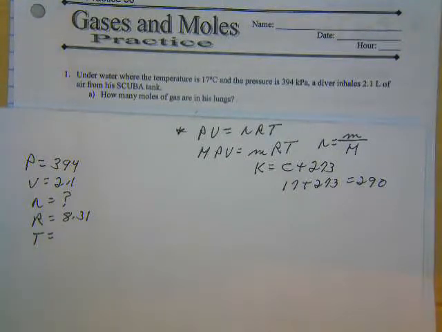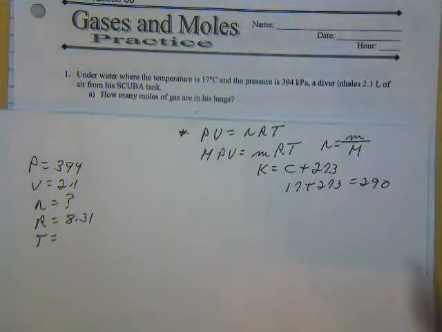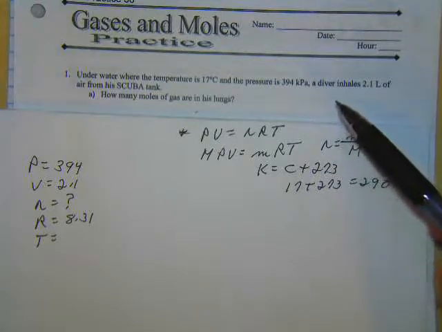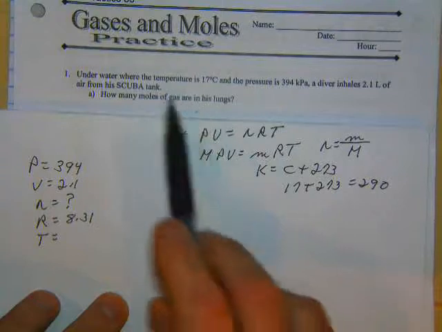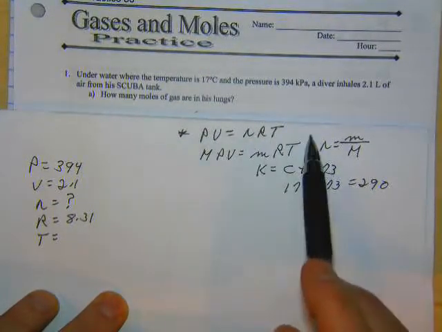Well, we're back here looking at problems in gases and moles. Skill practice 36, and I've already started part of the first problem here, and this is using the ideal gas laws. We've got a scuba tank where a diver's wearing that, and he's under a certain pressure and temperature. We're just looking for the number of moles. We can use the standard PV equals nRT.